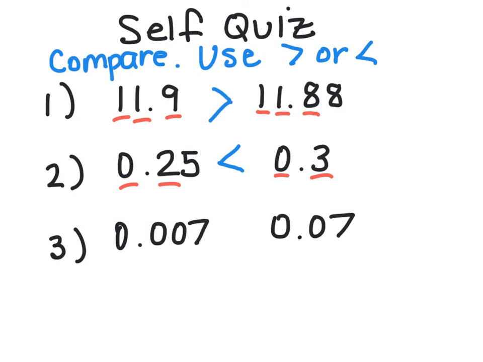Finally, number 3, both numbers have a 0 in the ones place and a 0 in the tenths place. The number on the left has a 0 in the hundredths place. The number on the right has a 7 in the hundredths place. 7 is greater than 0. So again, we're going to have the less than symbol.